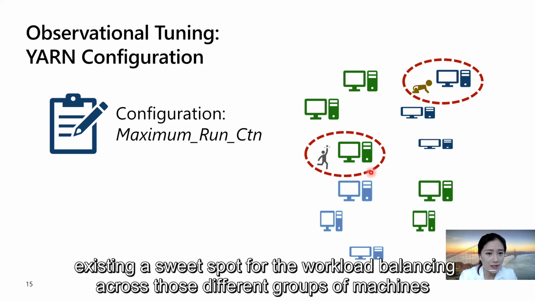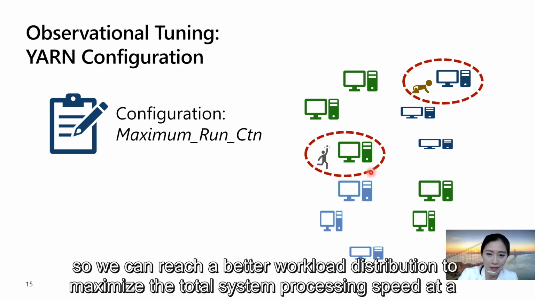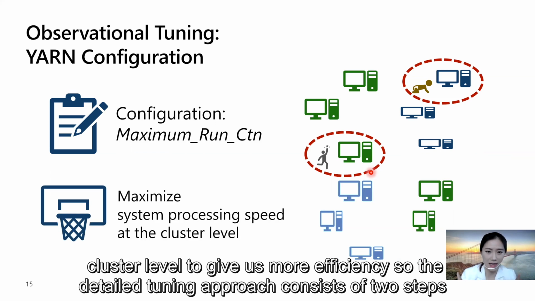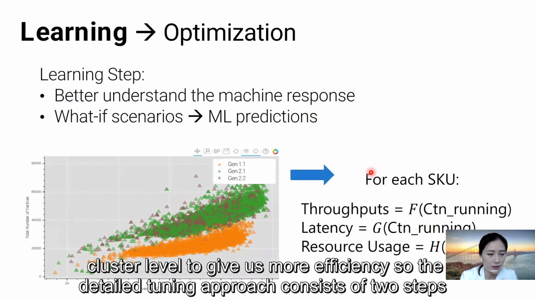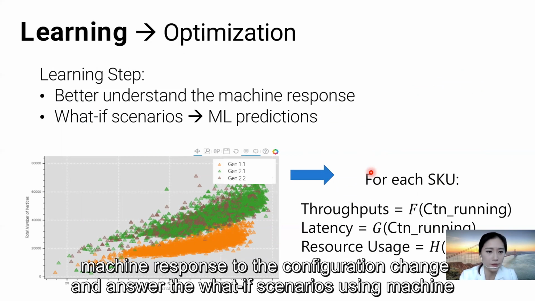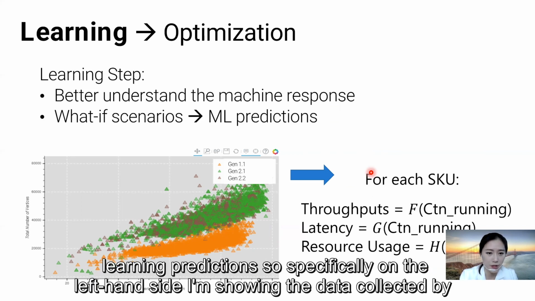So there can be a sweet spot for the workload balancing across those different groups of machines, so we can reach a better workload distribution to maximize the total system processing speed at the cluster level to give us more efficiency. The detailed tuning approach consists of two steps. The first one is about the learning. In the learning step, we want to better understand the machine response to the configuration change and answer the what-if scenarios using machine learning predictions.